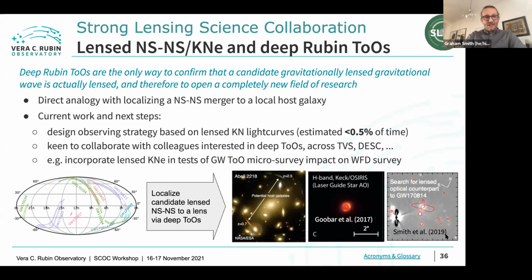So literally a similar theme to what you've heard earlier. These deep TOOs are the only way to unlock this science. And there are some completely new things that we can do that are related to, but at some level also quite distinct from, the unlensed population. There's a direct analogy in the role of Rubin TOOs to localize to a lens as to a local host galaxy.